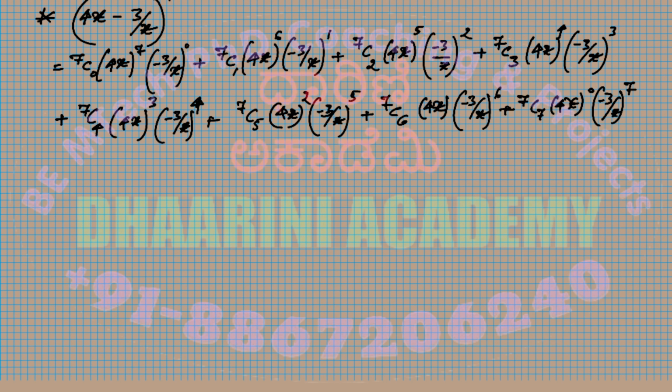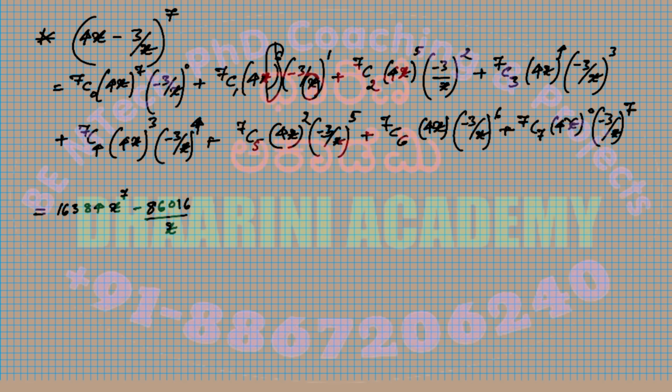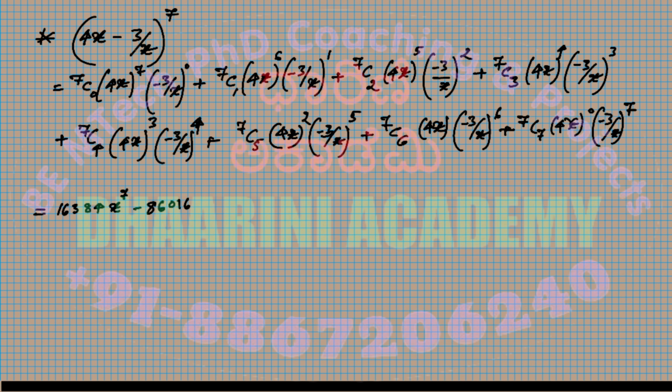Okay, so expansion is straightforward. So this is equal to 16,384 times x to the 7, minus 86,016 divided by x, into x to the 6. See, there is an x to the power 6, right? Divided by x into x to the 6, so it becomes x to the 5, correct? So this is multiplied by x to the 5.